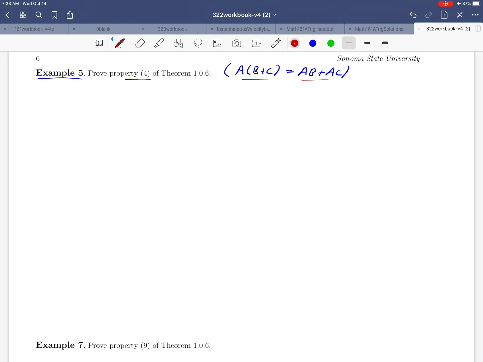Okay, so we'll start by picking two matrices that have the right size for this expression to make sense. Okay, so let's let A be an m by n matrix, and B and C be n by p matrices.